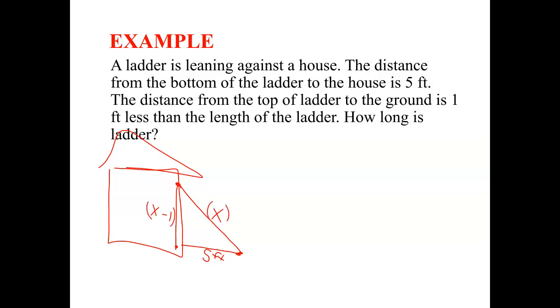So now, I've got all my information written out. Okay, they gave me 5 feet, the distance from the bottom to the house. X minus 1 represents the top to the ground, and then X represents the length. Given 3 sides of a triangle, what do I use to find any missing information? Yeah, our Pythagorean theorem. So whenever we have triangles, we are using our Pythagorean theorem.